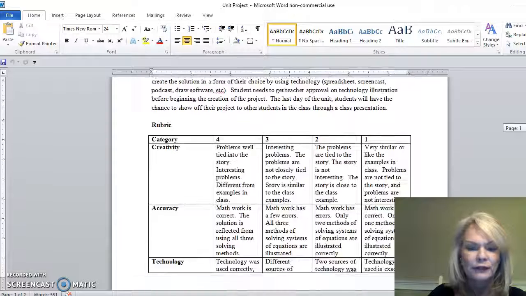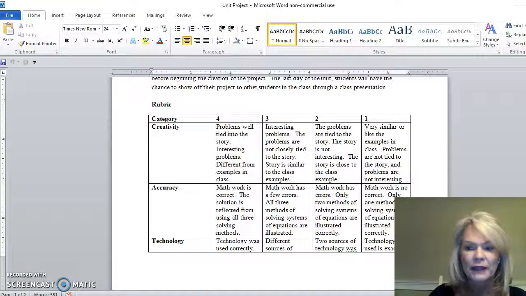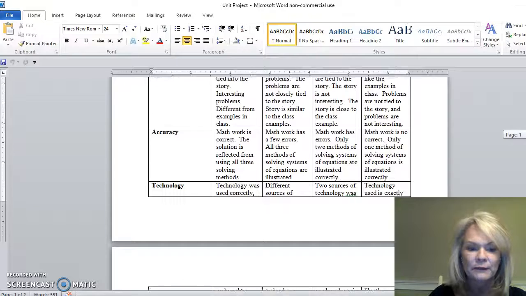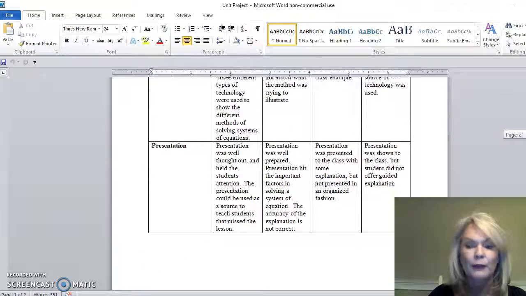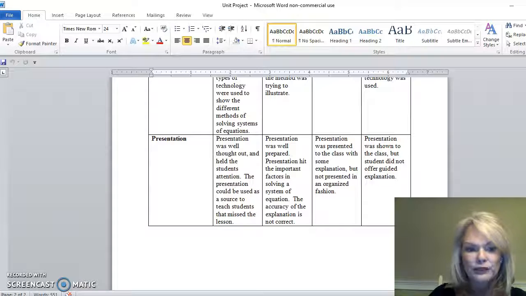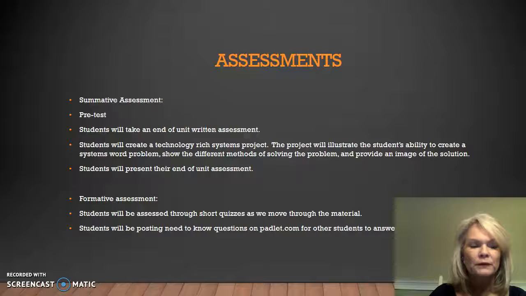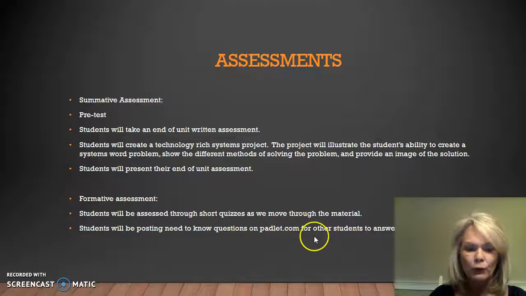They will be graded on the project through a rubric: creativity category, accuracy, technology, and their presentation. The students will present their project to the class when we are done. And hopefully students that are still lacking understanding may pick up some pointers from their peers. Students will also be assessed formatively as we're going through to make corrections as we are teaching the lessons. We'll take short quizzes and do remediation, and we will do collaboration in Padlet.com to check for understanding.